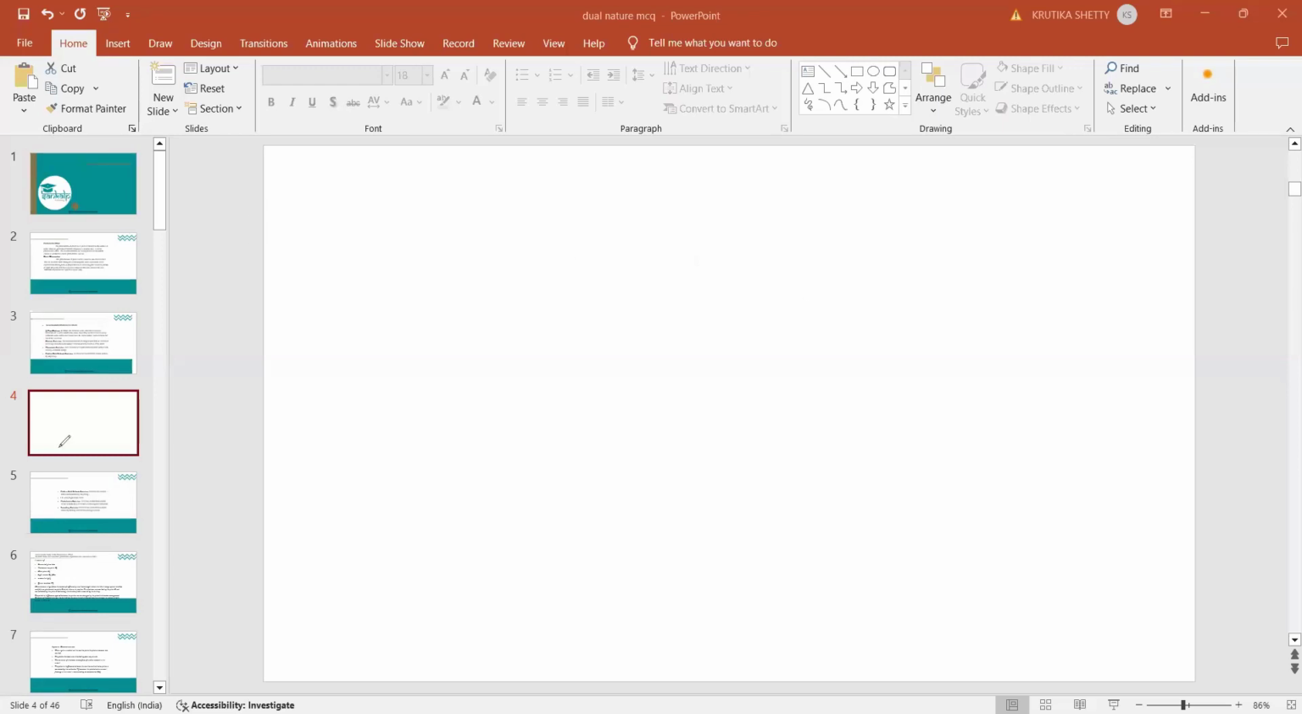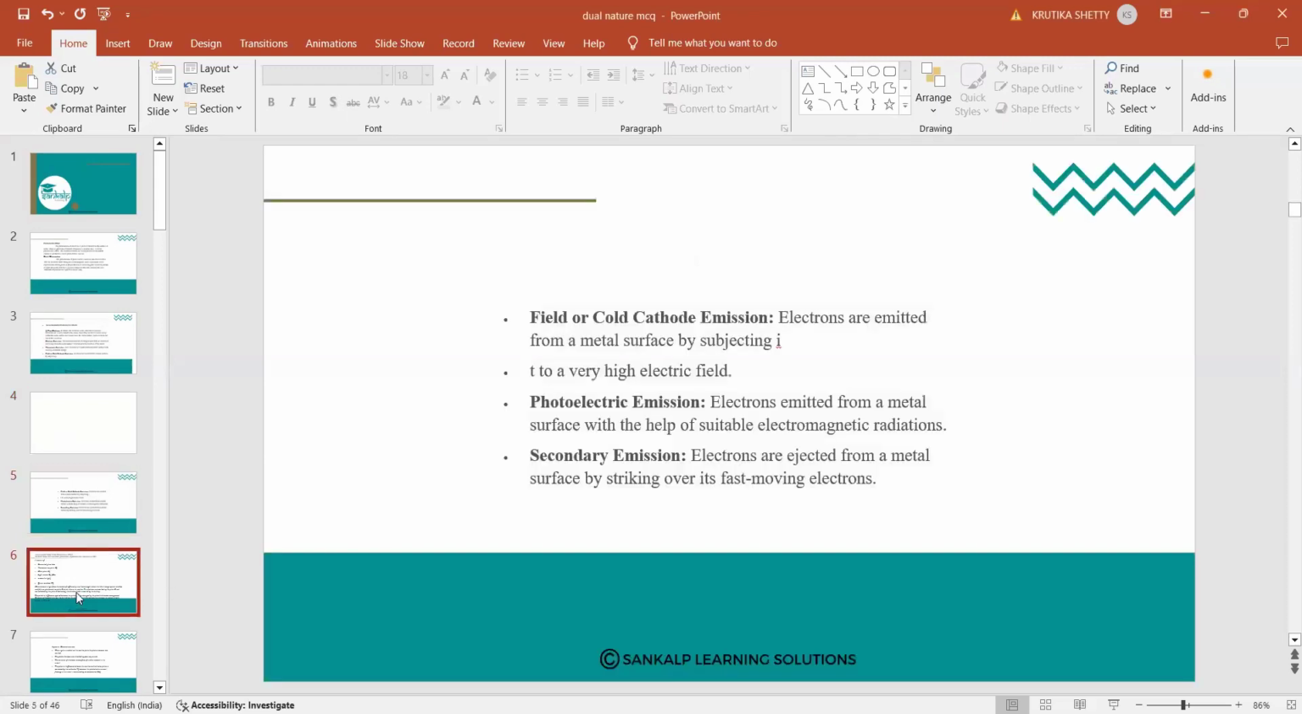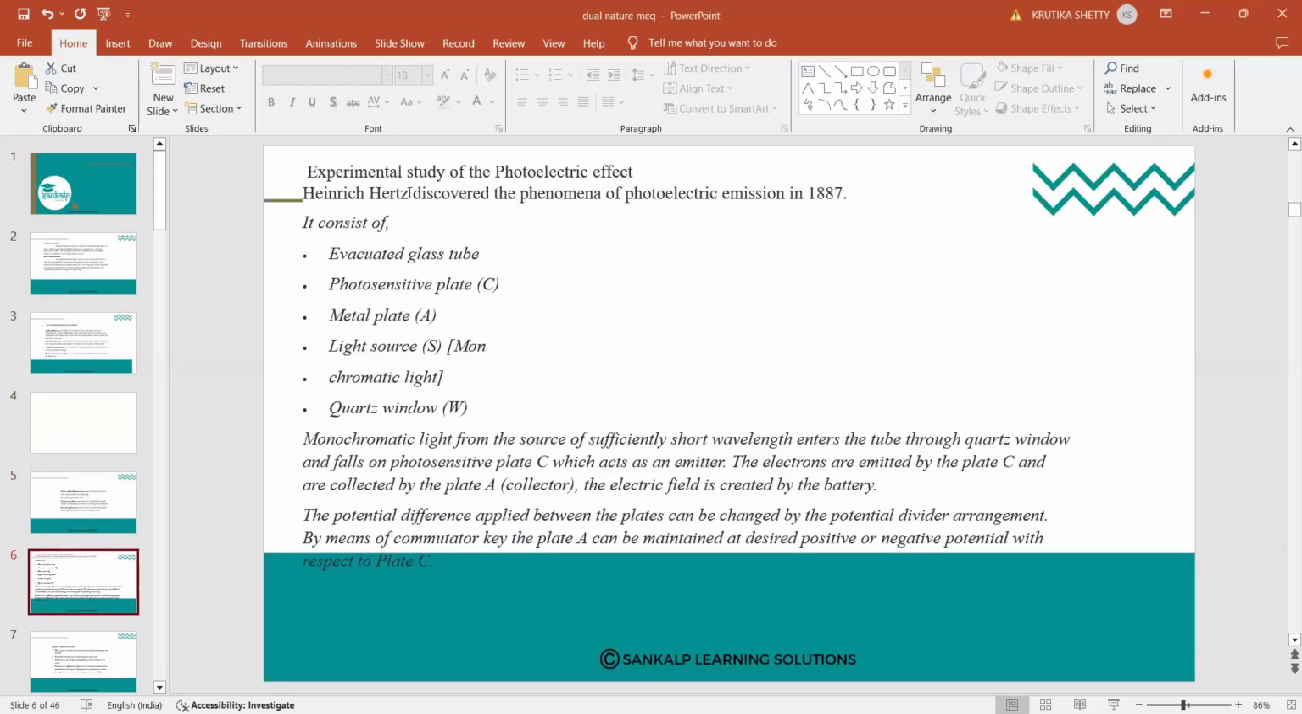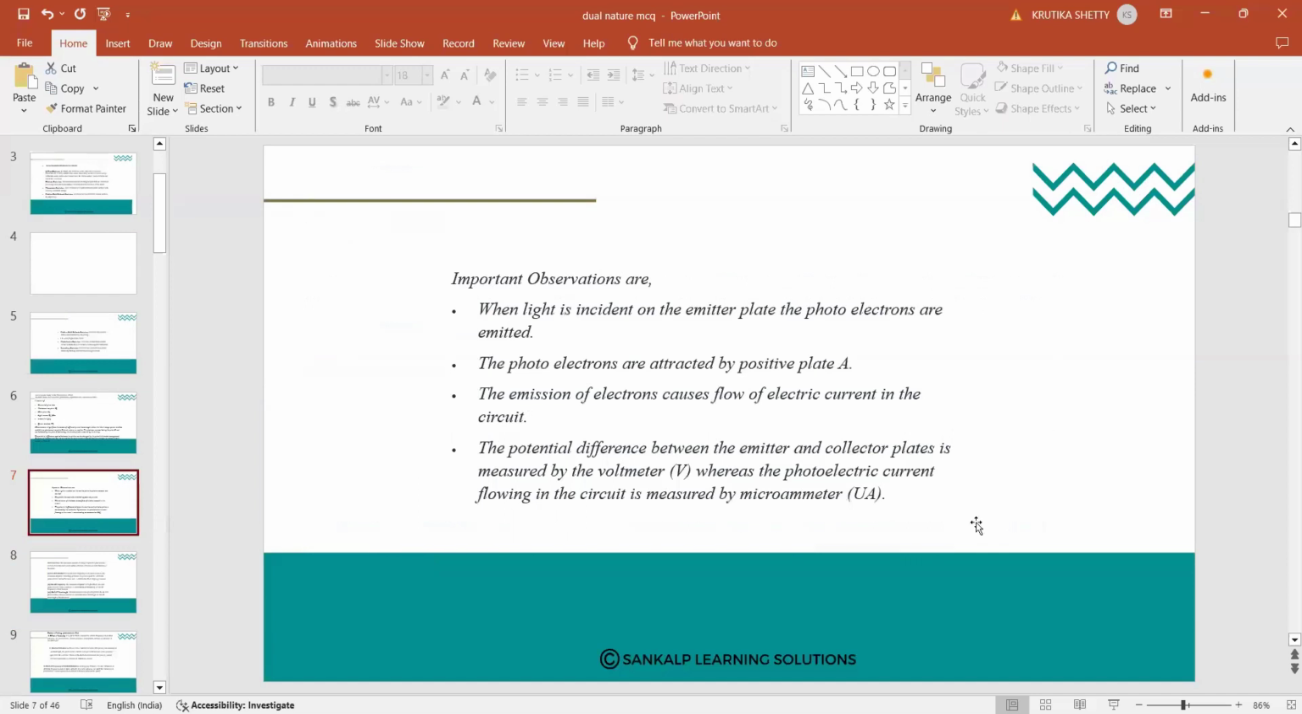So what are we discussing next, students? This we have completed, that is the experimental study of the photoelectric effect. Hertz described this phenomenon in 1887. For that he took an evacuated glass tube, a photosensitive plate as cathode, a metal plate as anode, then the light source and a quartz window. So this experiment we have discussed. Observations also we have seen. What is the observation of the experiment?